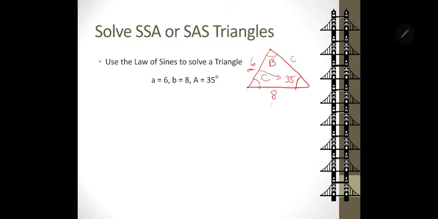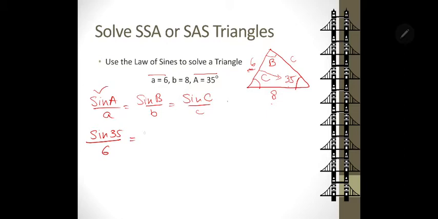I would first try to find out the missing angle, I'm sorry. Let's try to find out the missing angle first. So we can use sine of angle A divided by A equals sine of angle B divided by B equals sine of angle C divided by C. Let's see what we have. We have side A and we have angle A, so I can certainly use this one. Sine of 35 degrees divided by 6 equals, now as you can see, I have side B. It's easy for me to find out angle B, so let's first use this one, equals sine B divided by 8.